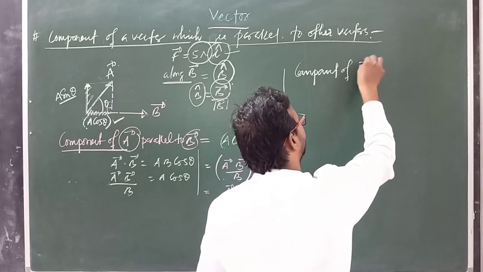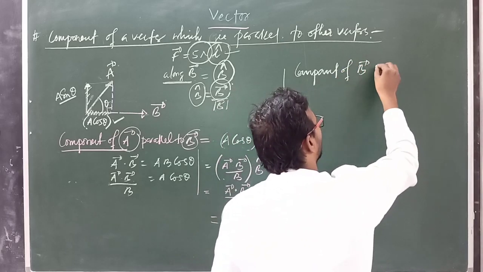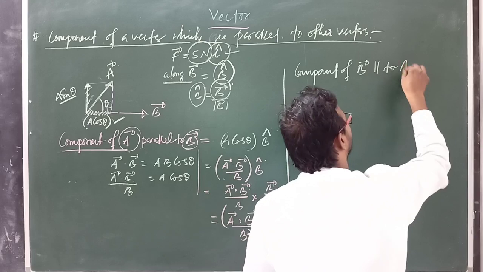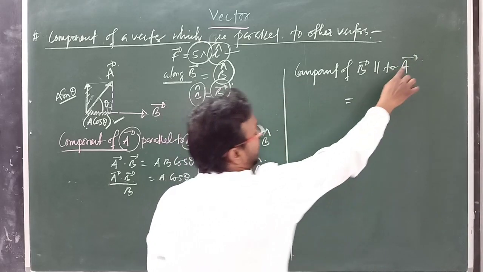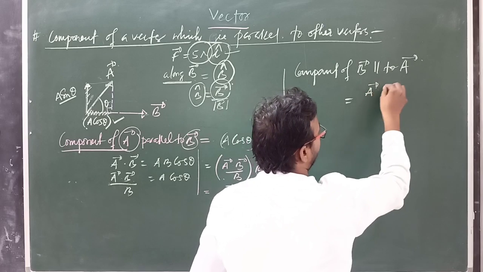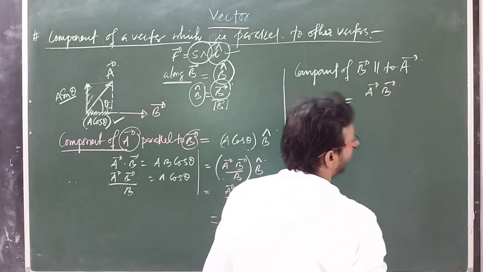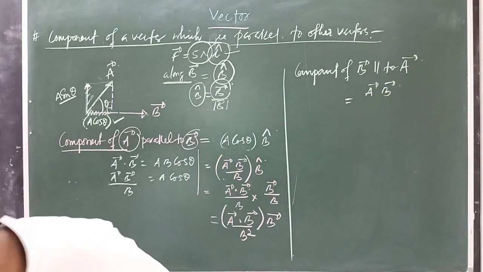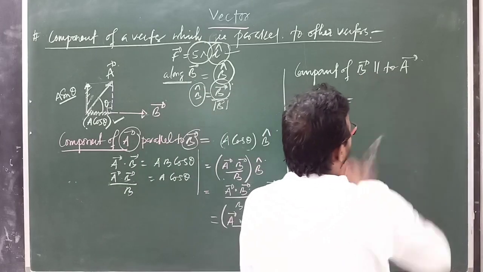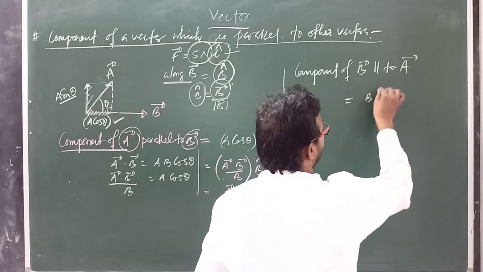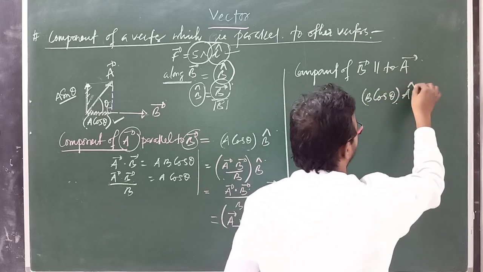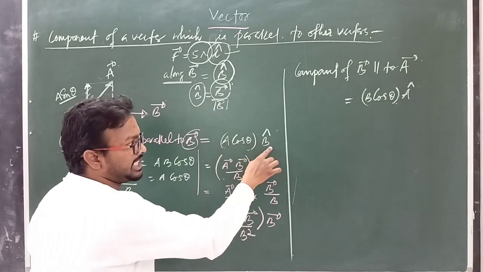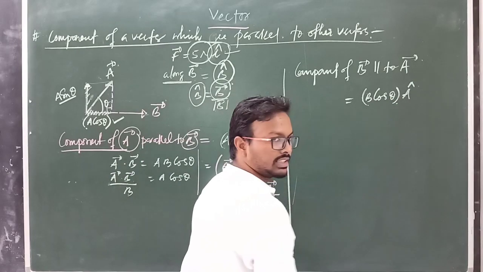the component of B vector which is parallel to A vector. So you can write A vector dot B vector, or you can write B cos theta into A cap, like A cos theta B cap, similarly B cos theta A cap. Clear?